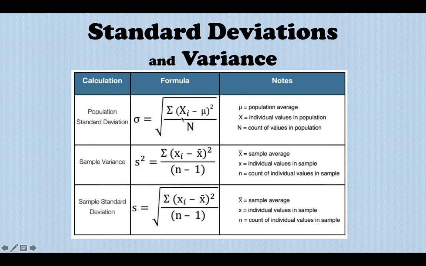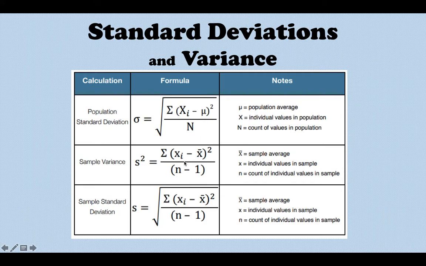So usually when we do statistics, we cannot obtain all the data in a bigger set. Let's say if you want to count all the population in the United States, that's difficult to do. So most of the time they're just doing a sample. So that's why most of the time we use the sample standard deviation.